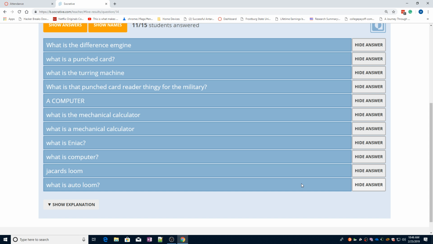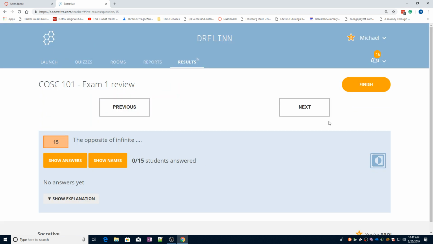Jacquard said, wouldn't it be cool if instead of doing that manually, we could program it to create a particular pattern, right? He did that without computers. It was all mechanical, programmable. Pretty cool stuff. All right. We're almost done.